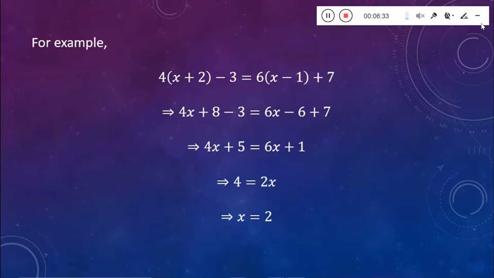This is an example where there is only one particular solution. And when we have a linear equation that only has one particular answer, only one x value, we say that this is a conditional linear equation. This thing is only true when x is equal to some particular value.